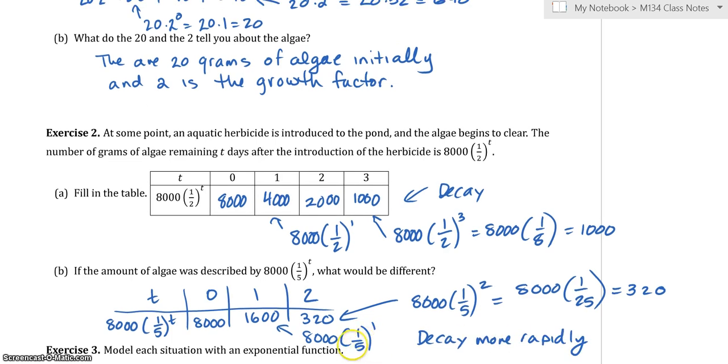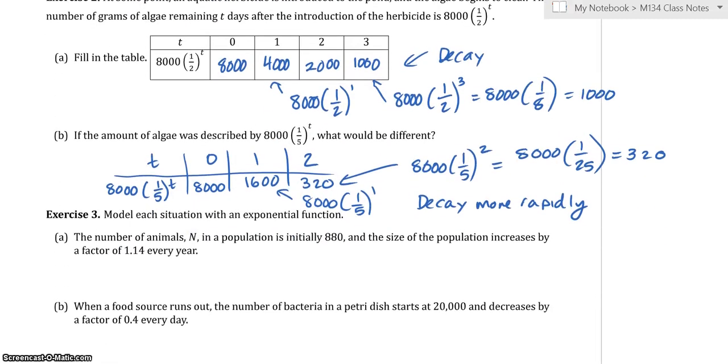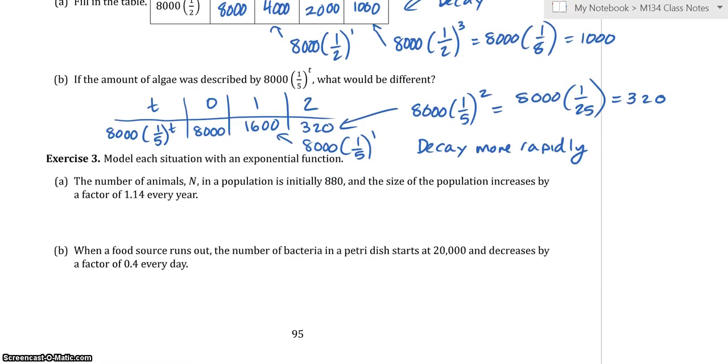So the higher the number down here, the more it's going to decay, right? Because now we're going to divide by 5, and then this one we're going to only divide by 2. So we're going to see more about that in the next section. So let's do the next exercise. Go ahead and try this on your own.